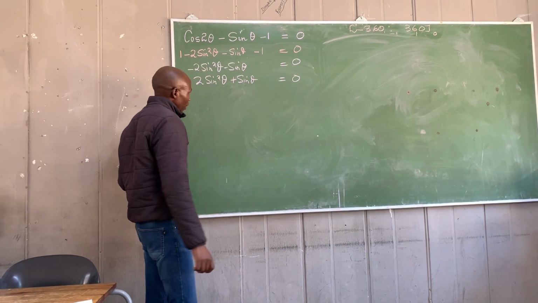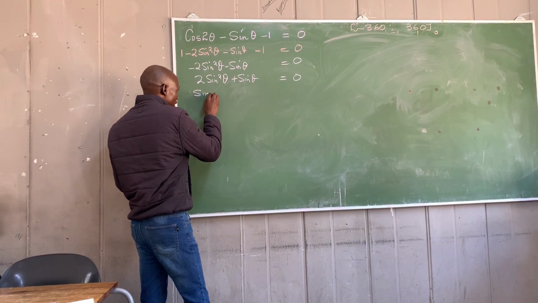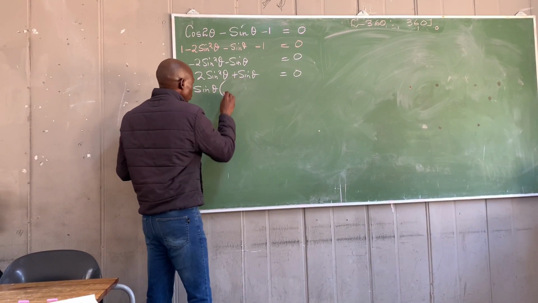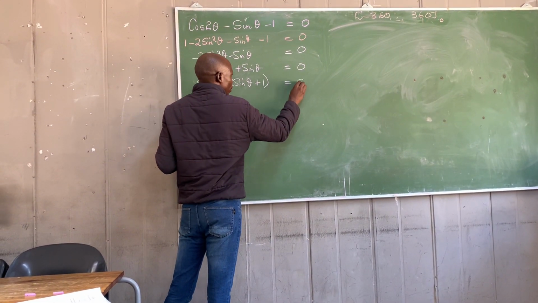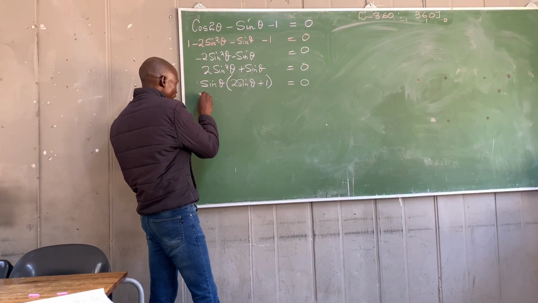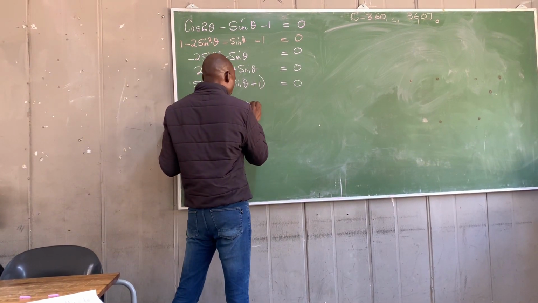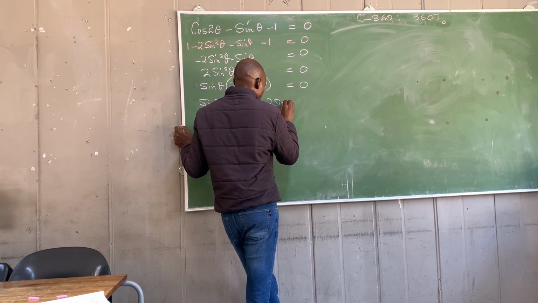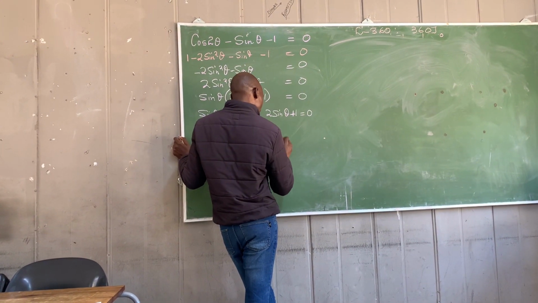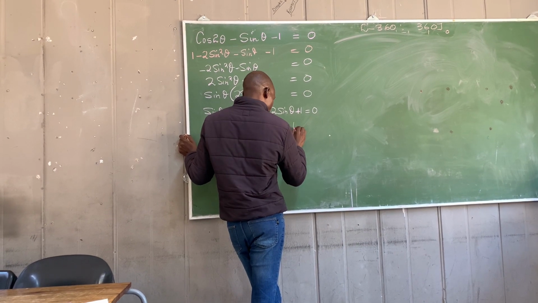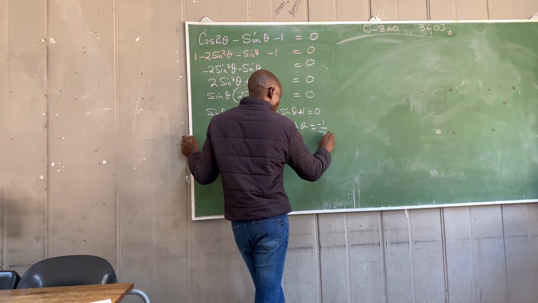As you enjoy your algebra going down, this is perfect factorization. Your common factor is sin theta, and then into 2 sin theta plus 1, this is equal to 0. So therefore from here, sin theta will be equal to 0, or 2 sin theta plus 1 will be equal to 0. This implies that sin theta will be equal to minus 1 over 2.